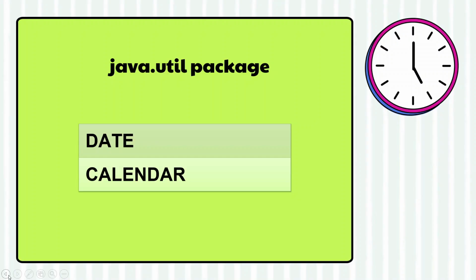The java.util package provides two main classes for handling date and calendar.